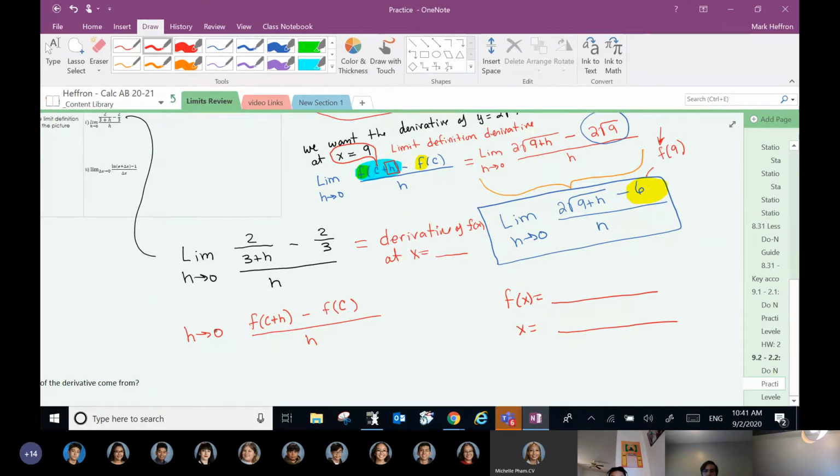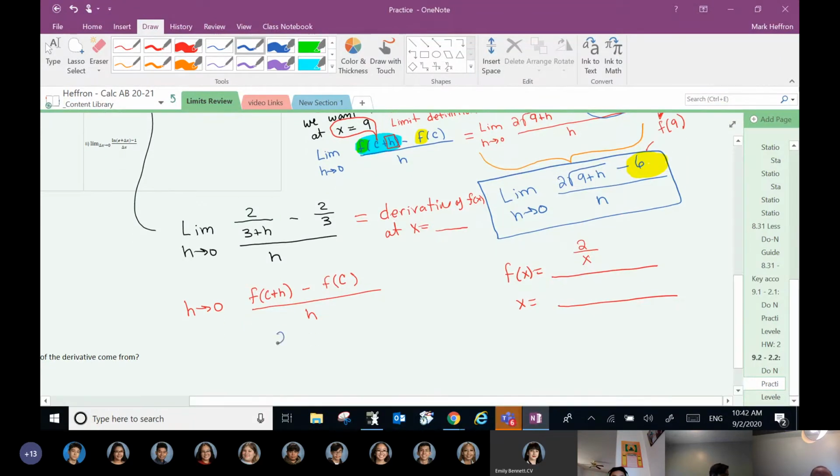What on earth could be f for this to all work out? 2x? 2 over x? Let's try it. If that were true, this is sort of a guess, then our first term would be 2 over what? What normally goes in the place of the x in our equation? 3. Would it be 3?